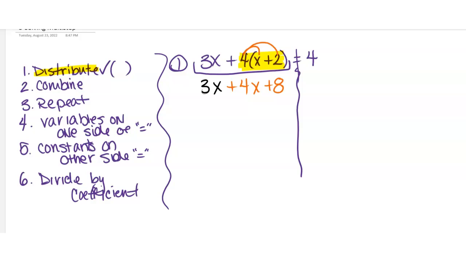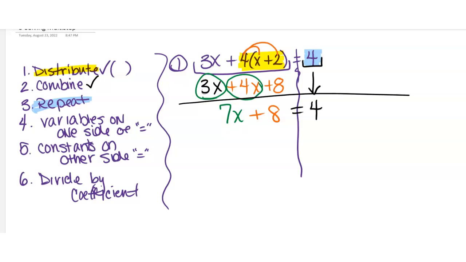Now, still looking on the left side, we're going to combine like terms. 3x can be combined with 4x, so those two will be combined to create 7x. Can we combine anything else? The answer is no. So now we're going to repeat, but this time we're going to use the other side of the equal sign. And in this case, we only have one term.